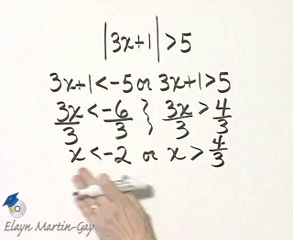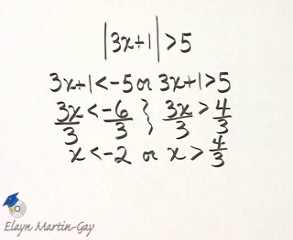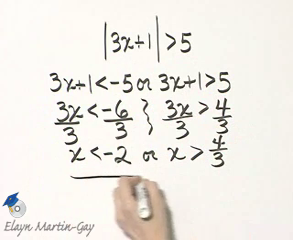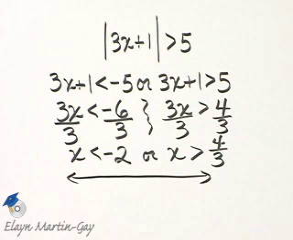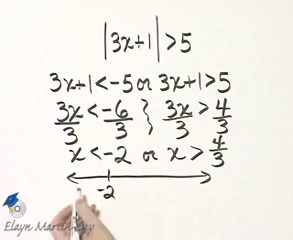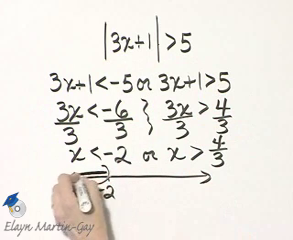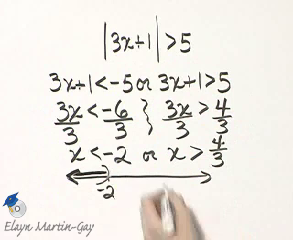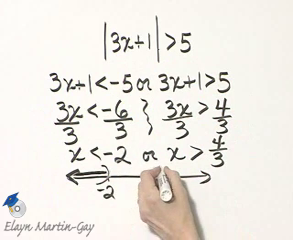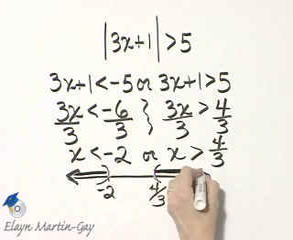These are solutions. Any number less than negative 2 is a solution, or any number greater than 4/3 is a solution. I'm going to write this in interval notation, so let's look once again at the graph because I think it helps. Here's negative 2 less than, so I'll have a parenthesis, and I will shade to the left. Here is 4/3, somewhere to the right of negative 2, parenthesis, and I will shade to the right.